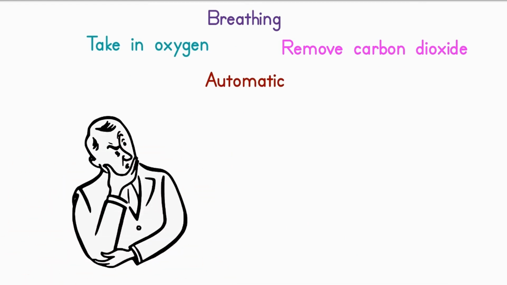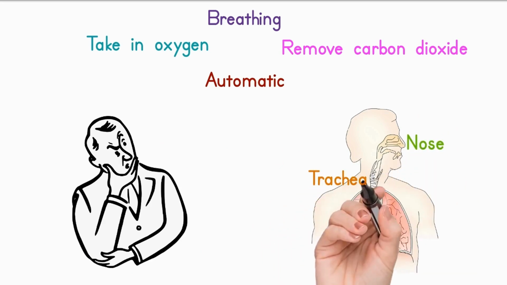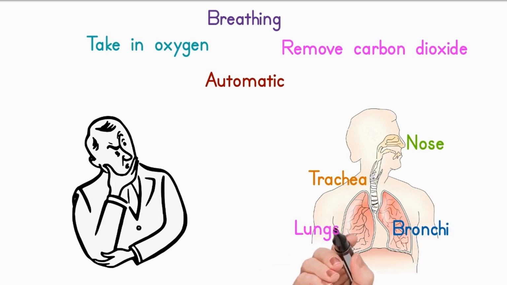Let's find out. The respiratory system is responsible for our breathing. It consists of several key organs, including the nose, trachea, bronchi, and lungs. Let's take a closer look at each of them.